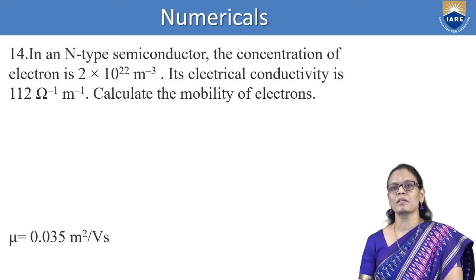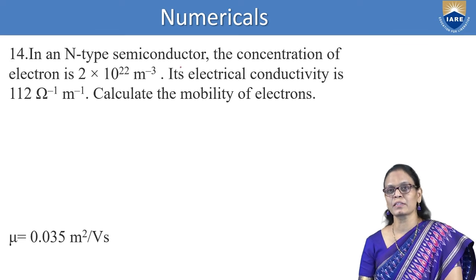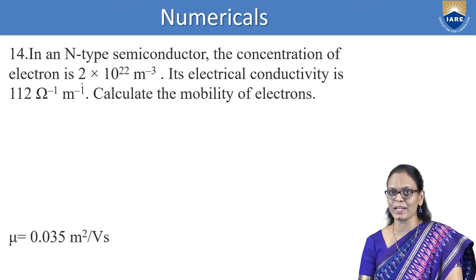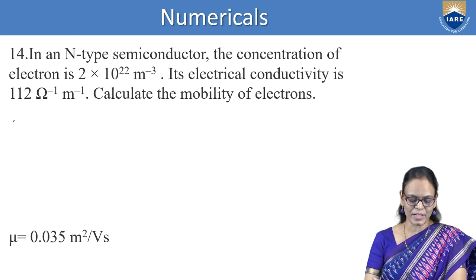One more similar problem. In an N-type semiconductor, the concentration of electron is 2 into 10 power 22 per meter cube. Its electrical conductivity is 112 per ohm meter. Calculate the mobility. In this case, we are given the concentration. In the previous case, we were given the Hall coefficient. So, let us write the data.